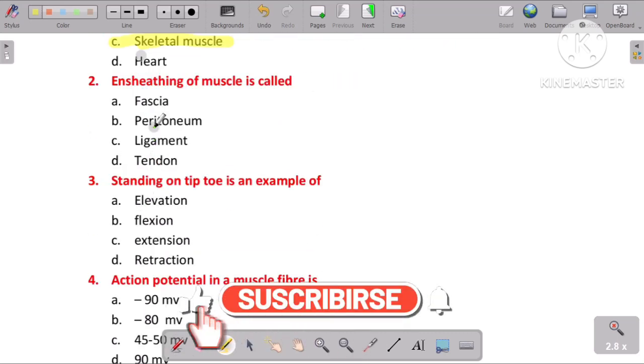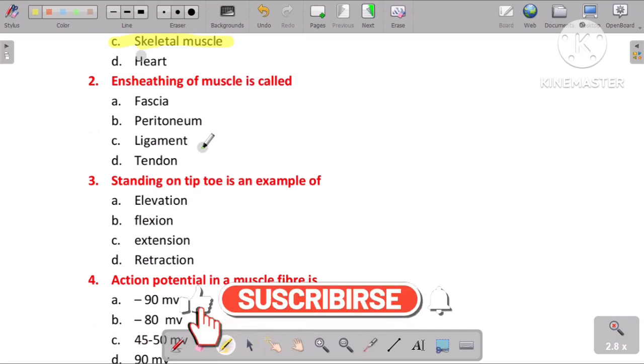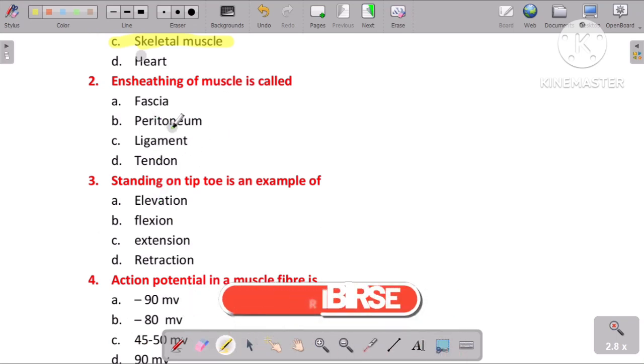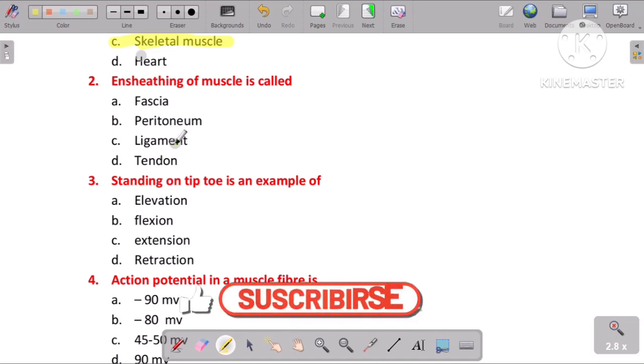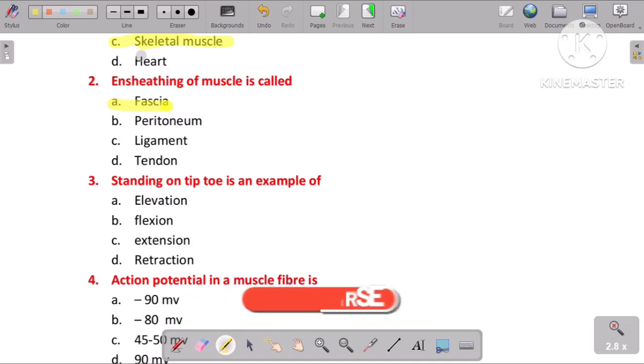So the next question is end sheathing of a muscle is called। जो muscles के अंदर जो एक sheath होती है उसको क्या कहा जाता है? ऑप्शन ए fascia, ऑप्शन बी peritoneum, ऑप्शन सी ligament, ऑप्शन डी tendon. So beta, the right answer is option A, fascia.